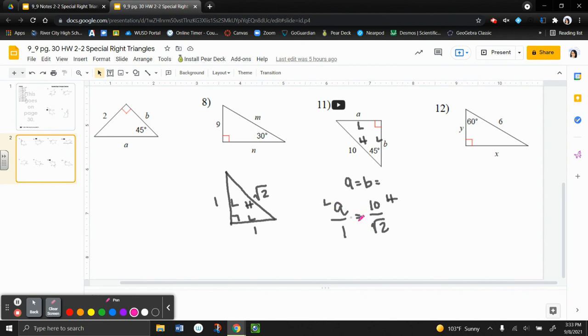Okay, no need to cross multiply since a is already by itself, but we do need to rationalize. So my big one is square root of 2 over square root of 2. So on top we get 10 root 2. Denominator we just get a 2. And then 10 divided by 2, we can simplify that to 5. So 5 square root of 2. So a and b, since the legs are congruent, are both going to be 5 times the square root of 2.